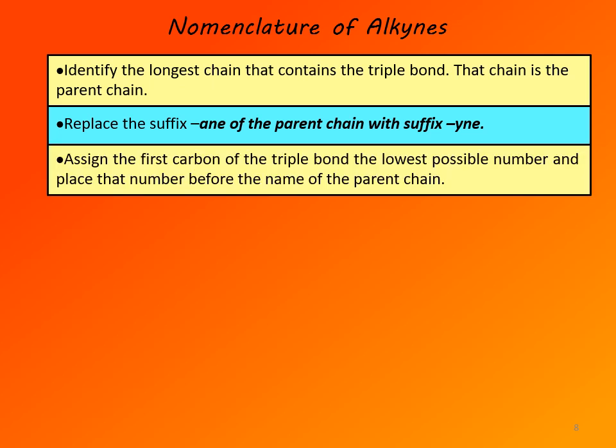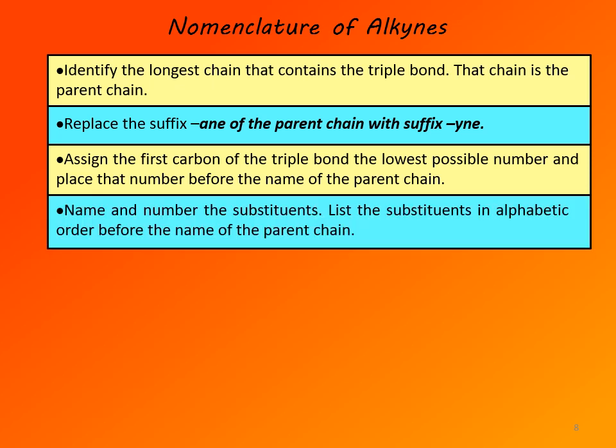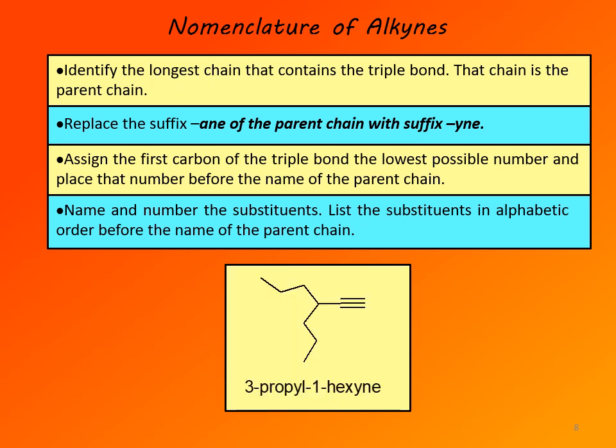Then we assign the smallest possible numbers to the 2 carbons of the triple bond, and the first carbon of the triple bond, of course, is given the lowest possible number, and then that number is placed before the name of the parent chain. Finally, we name and number the substituents, list substituents in alphabetic order, and place them before the name of the parent chain.